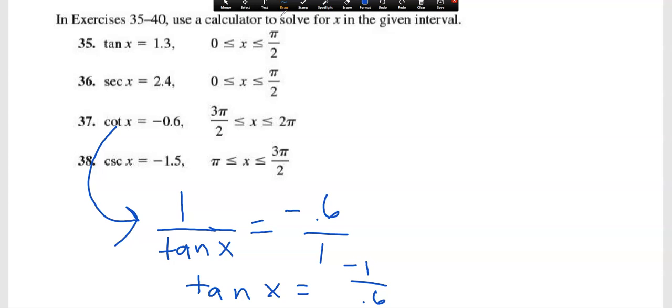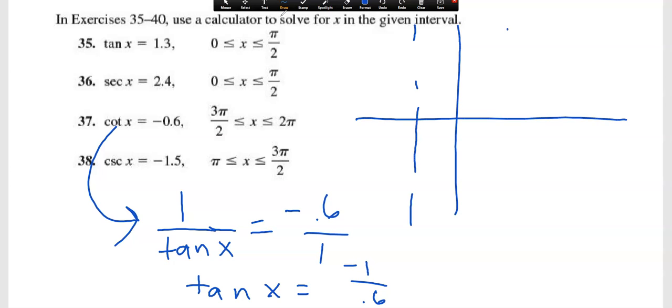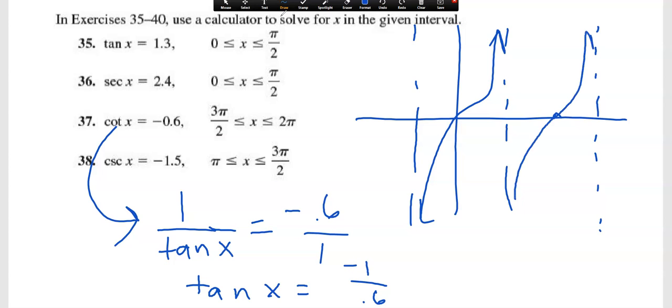So, let's think about this. So you've got a tangent graph. You know it's doing something like this. Right? And a little while later, we do another one of those, right? So what is negative 1 over 0.6? That's the same thing as negative 1.6 repeating. So let's see, negative 1.6 repeating, something like that.